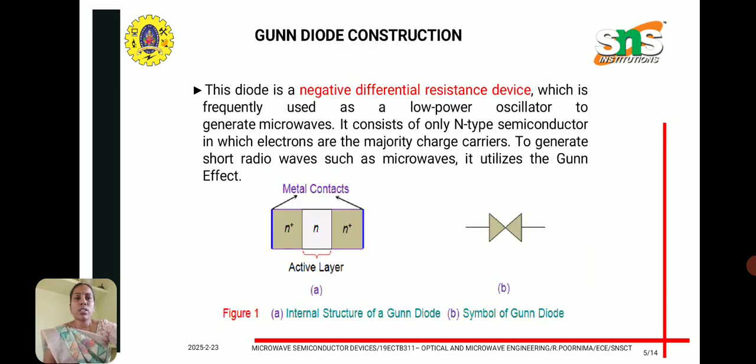This diode is a negative differential resistance device, which is frequently used as a low power oscillator. It consists of an active layer, which is N type, and also N plus contacts. To generate short radio waves such as microwaves, it utilizes the Gunn effect.